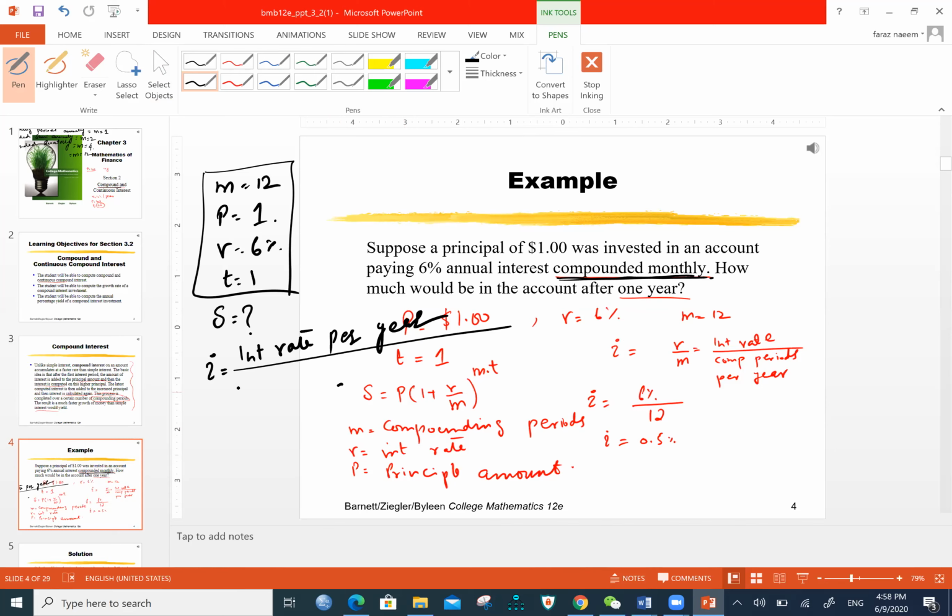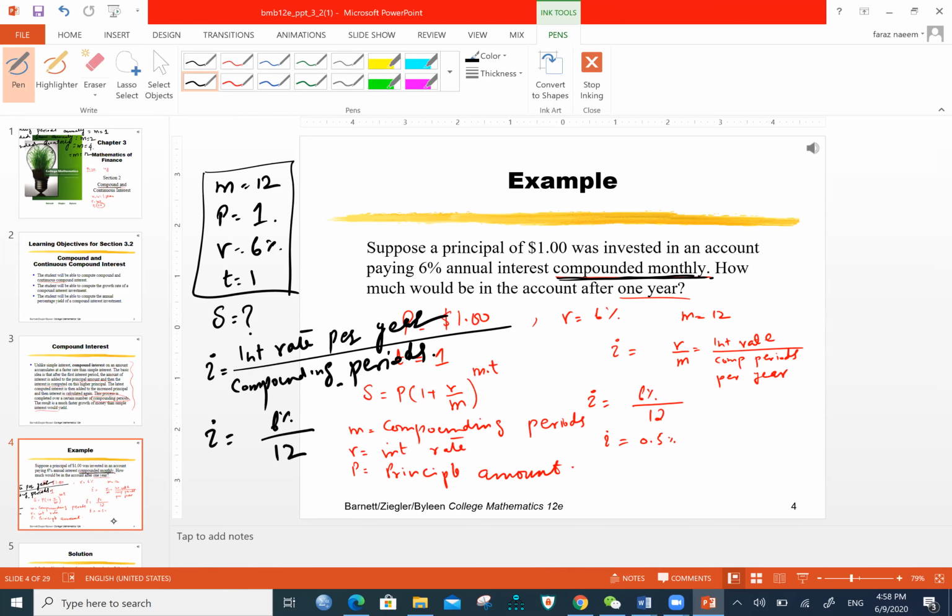per year divided by compounding periods. Do you understand? So in that case, interest rate is 6%, compounding periods, we are compounding monthly, so I is 6% over 12.